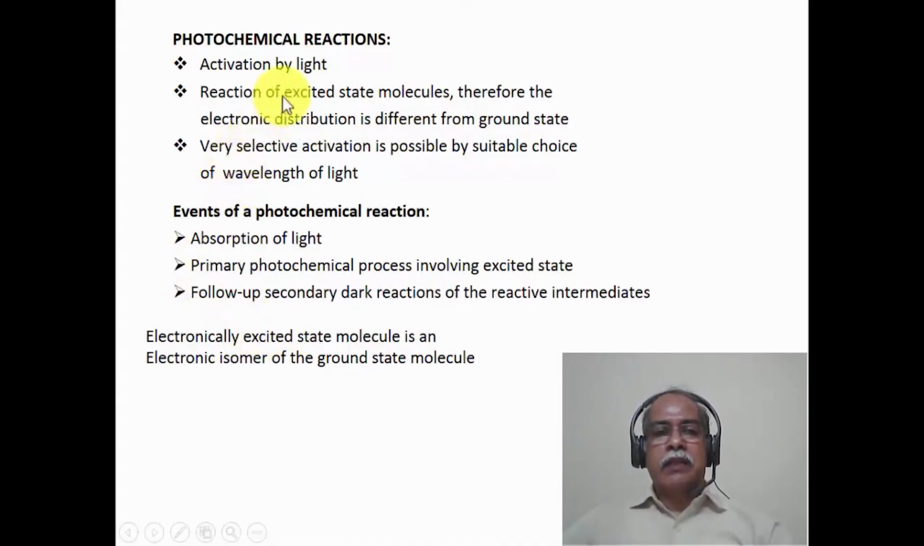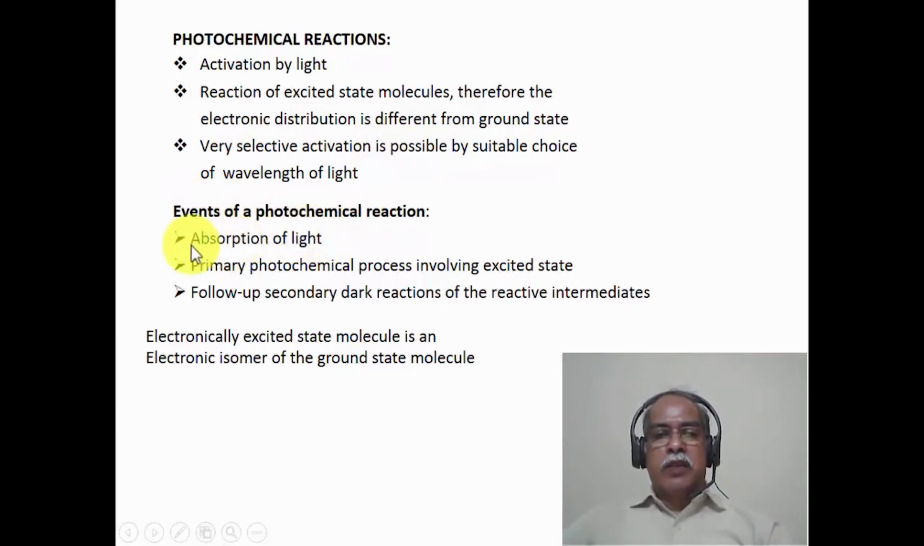Unlike the thermal reaction, photochemical reactions can be extremely selective in terms of the activation, because by suitably choosing the wavelength of light that corresponds to a particular species, one can activate that particular chemical species without affecting the other chemical species by light. So the selection of wavelength is extremely important for selective activation of a particular molecule in a mixture containing many starting materials.